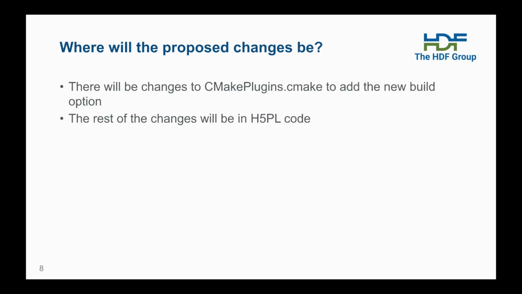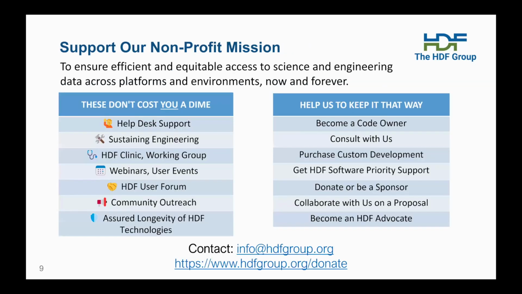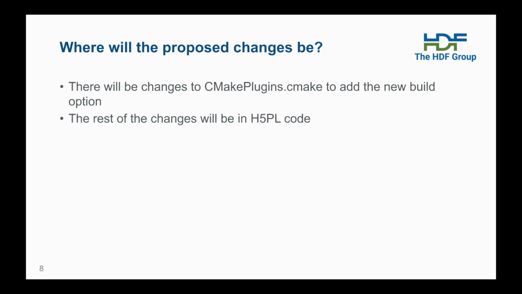Like I said, changes will be made to CMake plugins, CMake to add the new build option, and the rest of the changes will mostly be in H5PL code. I didn't have more slides, but I think that is everything I wanted to talk about. Are there any questions about it?